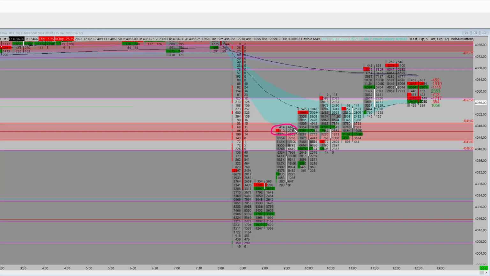400 contracts, 600 contracts, 2,500, 2,700 contracts compared to 11,000, 9,500, 8,800, even 14,000, 13.7 thousand contracts compared to up here. Not many people are willing to transact up here. This is exhaustion, and this provided a nice short opportunity, right? Now, when this candle closes, it closes in this volume, high volume area.